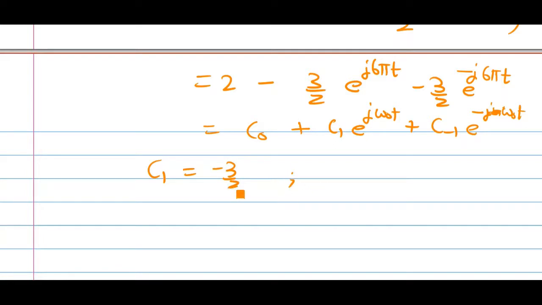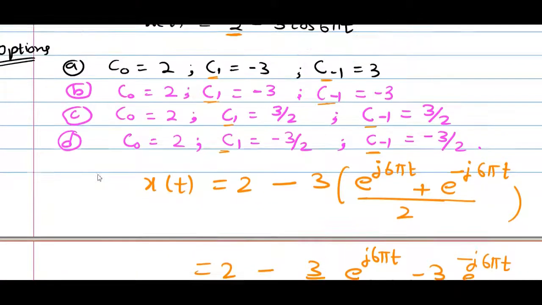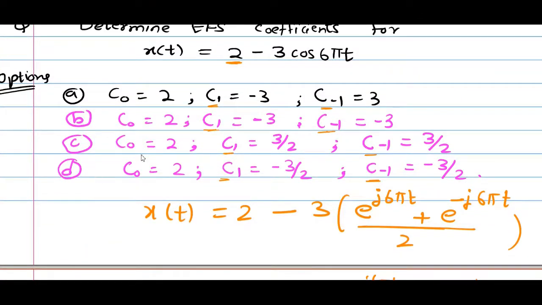C minus 1 is minus 3 by 2. Okay, and C naught is a constant term, but that is nothing but 2. So if you match the option, the correct answer is option D.